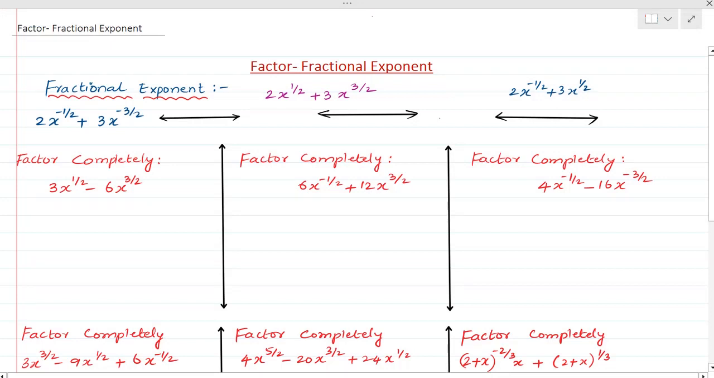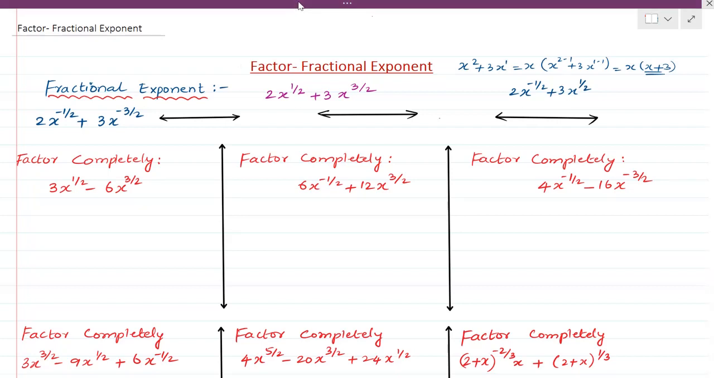In this video, we are going to discuss factoring with fractional exponents. When you have a factor, if you have x squared plus 3x, we will take the smallest power, that is x, outside. So x to the power 2 minus 1 plus 3x to the power 1 minus 1, which equals x plus 3. So this is the final factoring.